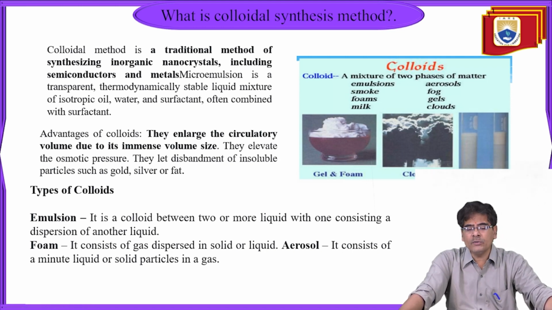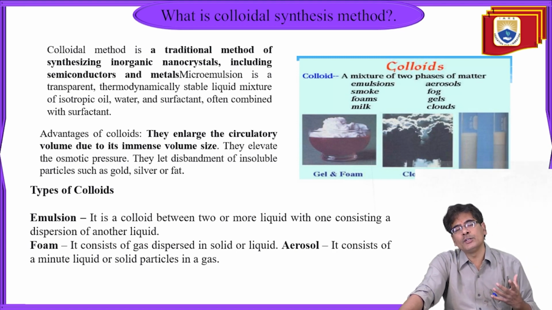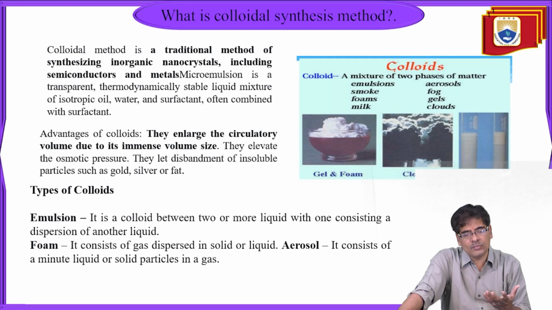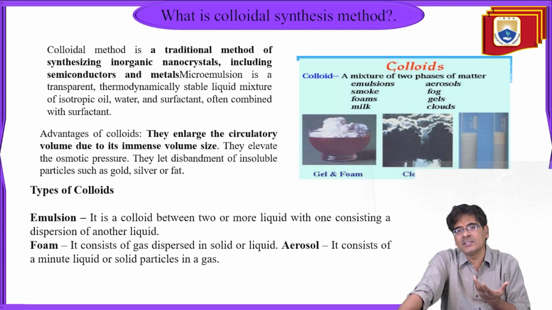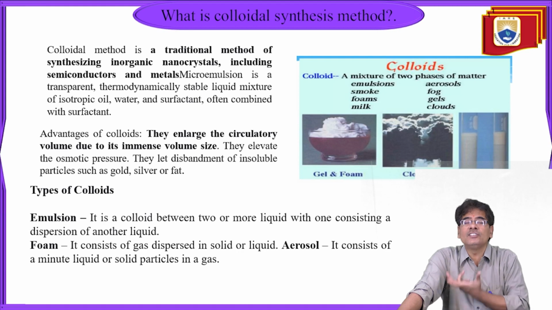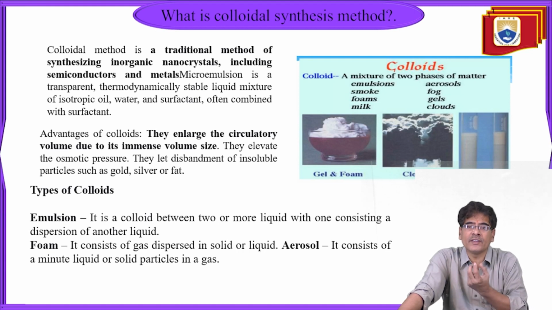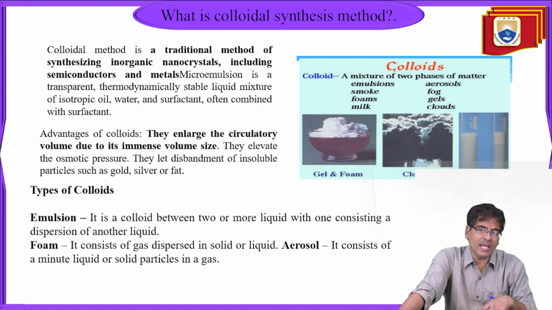So if you come to the types of colloids, we have emulsion and foam. Emulsion is nothing but a colloid between two or more liquids with one consisting of a dispersion of another liquid. Foam consists of a gas dispersed in solid or liquid, right? And also aerosols, which consist of minute liquid or solid particles in a gas.